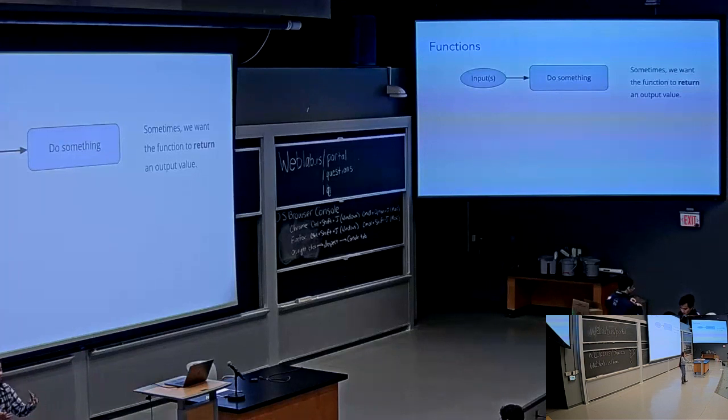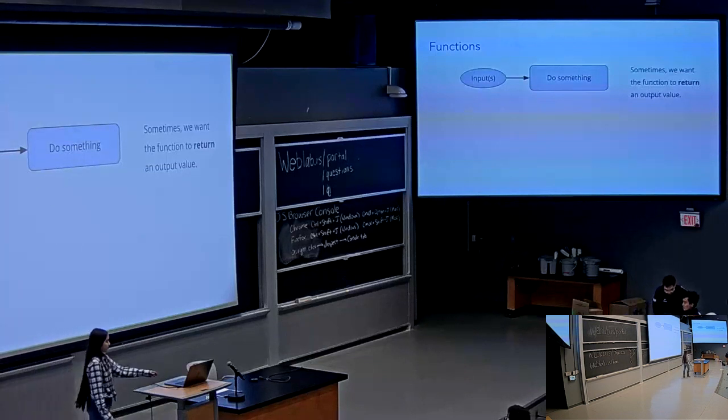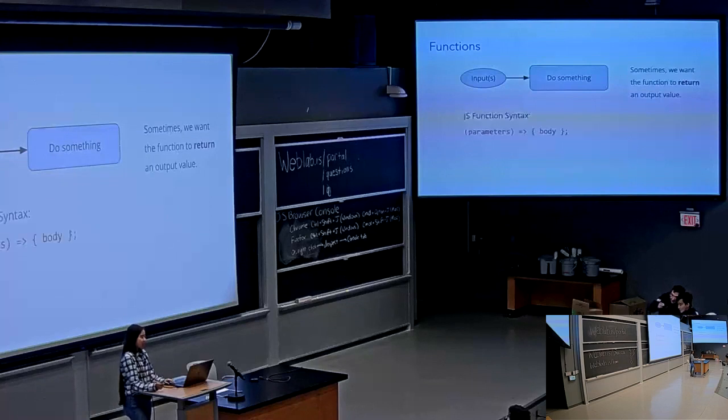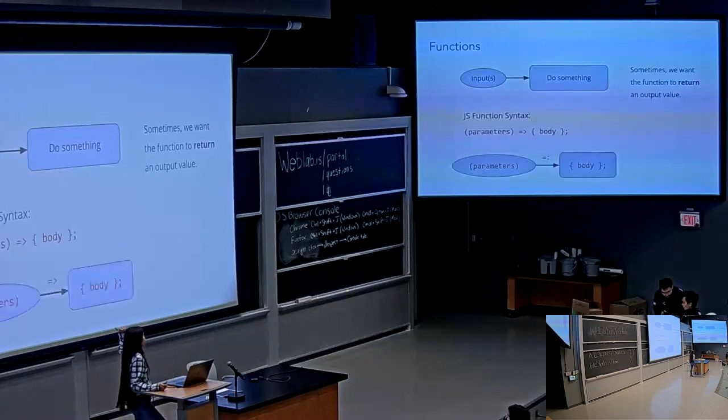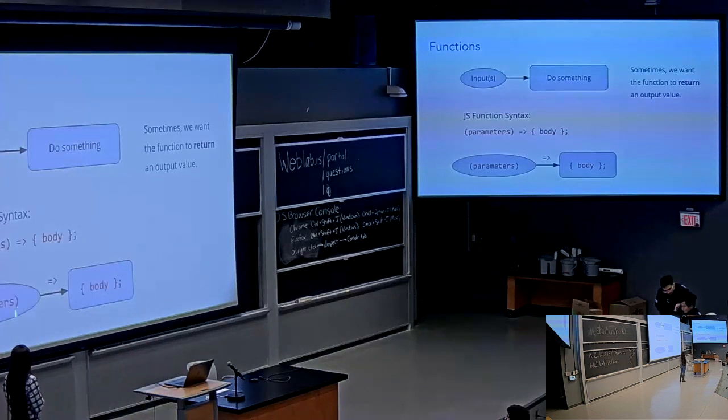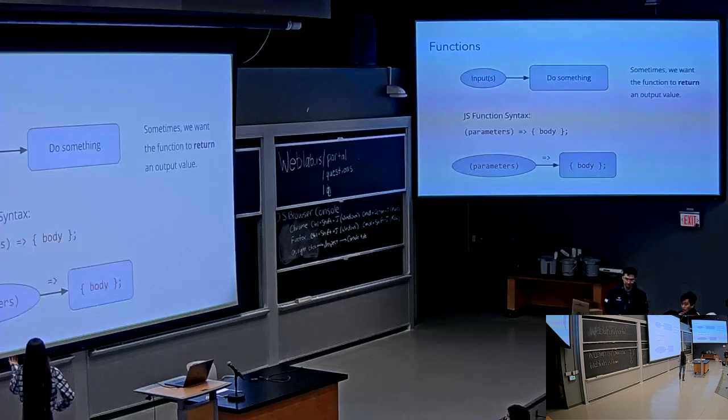That do something could be calculating a value based on the input that we want to return, or we could not really care about what we return and just care about what goes on in there. So the way we define functions in JavaScript is like this. And this syntax is entirely analogous to the diagram that I just drew up here. We have the inputs, which will go inside parentheses, and then this cute little arrow thingy, and then inside curly braces, we denote what we want to do with those inputs.